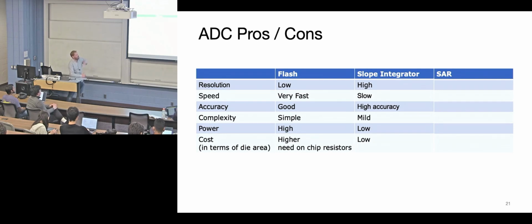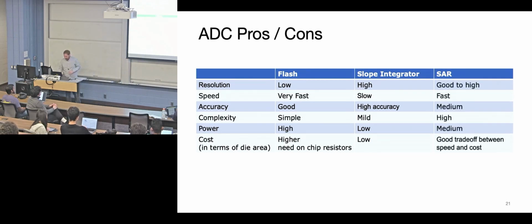I guess I just gave away cost. If it has fewer resistors than a flash ADC, or the equivalent of a flash DAC, then it's going to be somewhere in here. So I said medium for power consumption, or sorry, for area. Good trade-off between cost and speed. Okay. Any questions about trade-offs in this table?